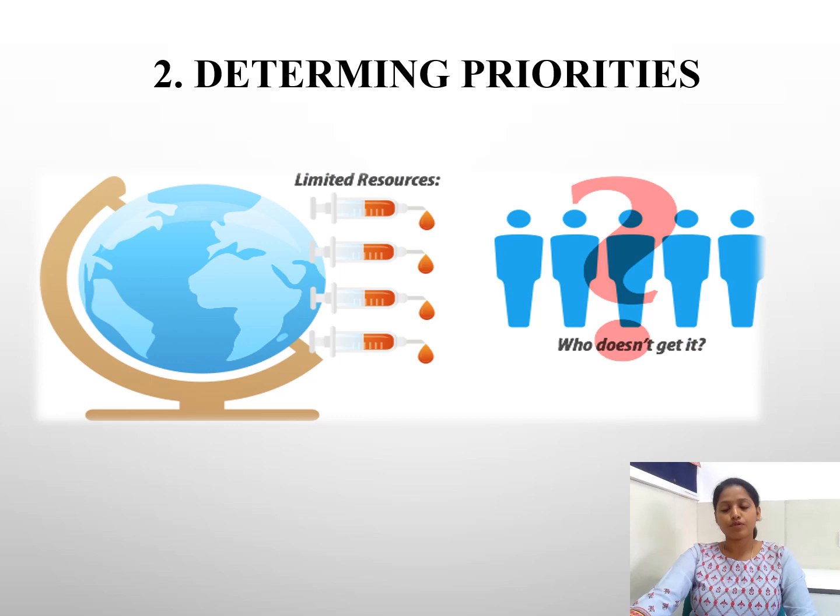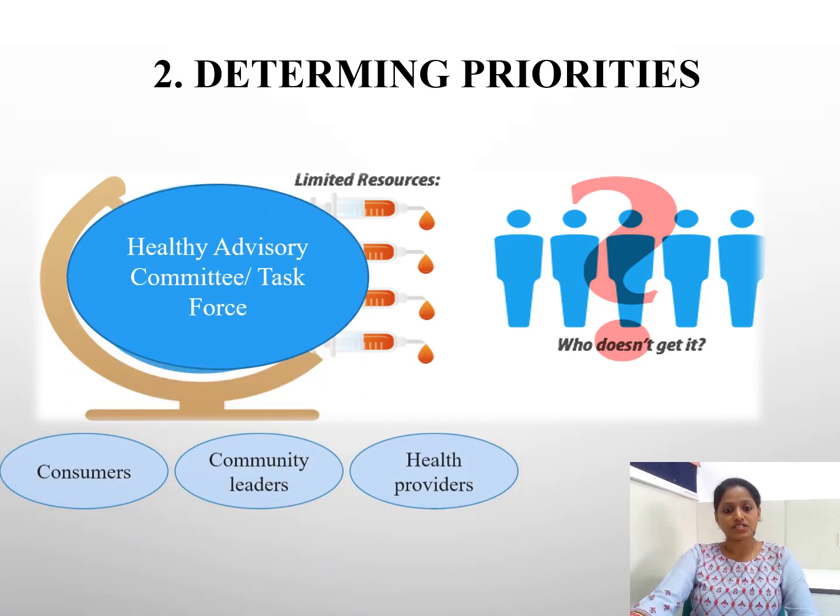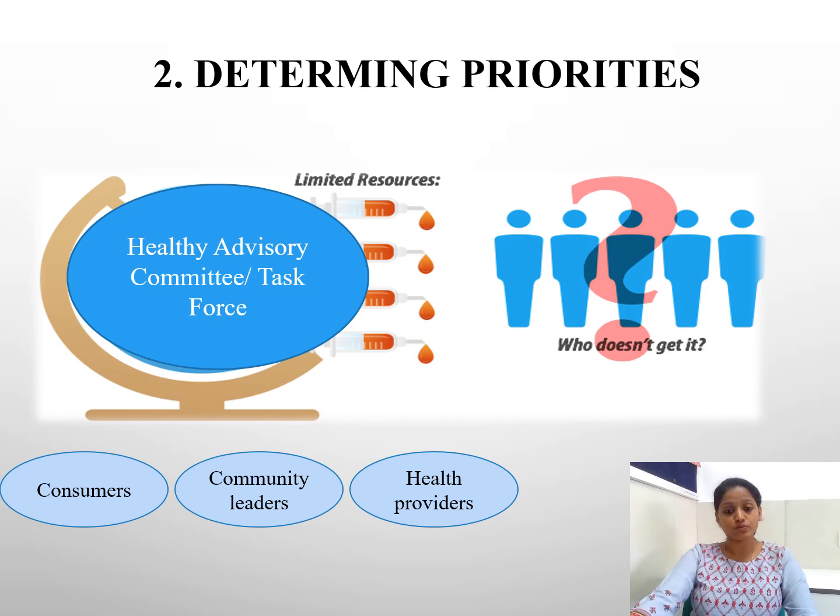The next step in the planning cycle is determining priorities. After we collect the baseline information about the population, we move on to this step. With limited resources, it becomes necessary to establish priorities in order to allow the most efficient allocation of resources that we have. A health advisory committee or task force which consists of consumers, community leaders and health providers should be established to assist in the development of policies and priorities.